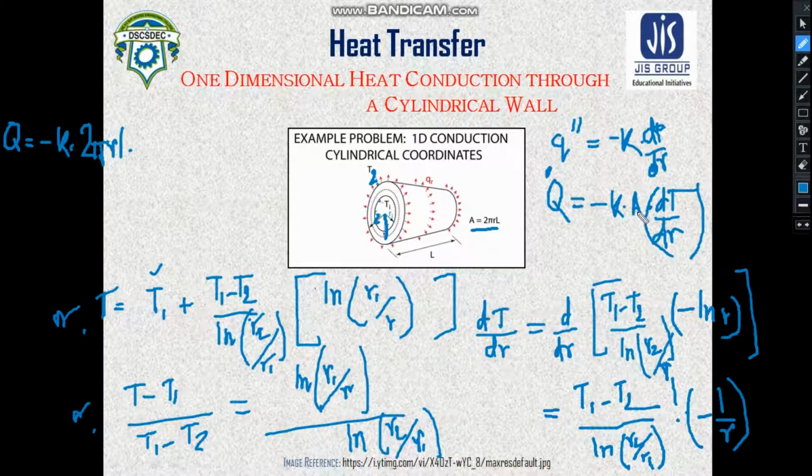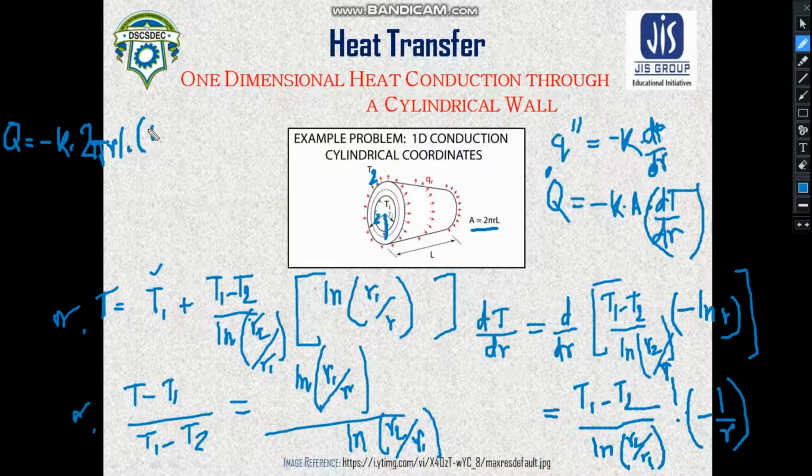Similarly, we will take the area of the cylinder as 2 pi RL. Remember that heat is transferring in this direction, so this area is concerned here, not these areas. The circular areas, which would have been 2 pi R squared, are not considered here because heat is transferring only in the radial direction. This is why this 2 pi RL area has been considered.